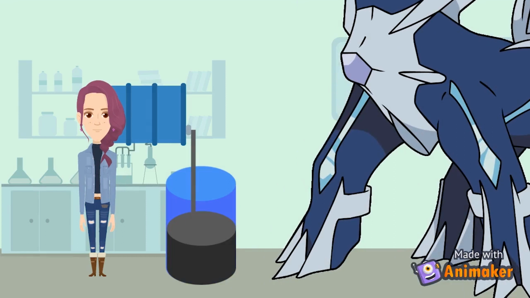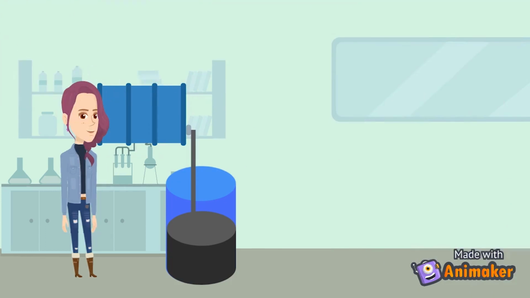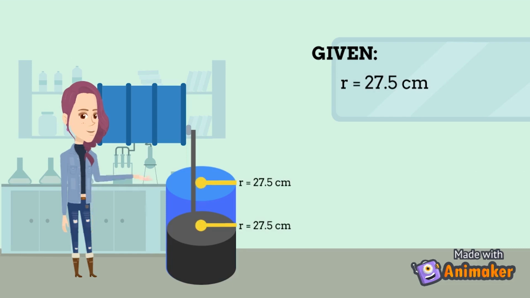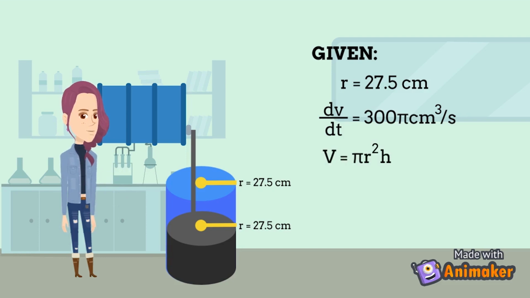Last problem, we won't solve this one. This cylindrical container is being filled with oil at the rate of 305 cubic centimeters per second. If the radius of the plastic container is 27.5 centimeters, how fast is the height of the oil rising in the container? Let's start with the given. The radius represented by r is 27.5 centimeters. The container is being filled at 300 pi cubic centimeters per second. Represented by dv over dt, the formula for a cylinder's volume is v equals pi times r squared times height.